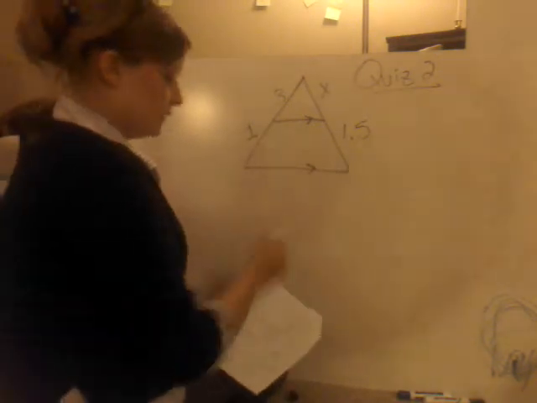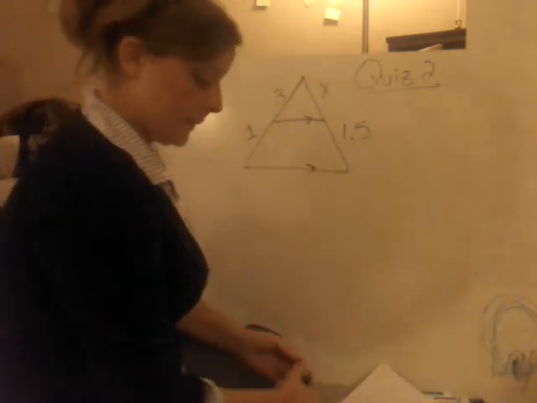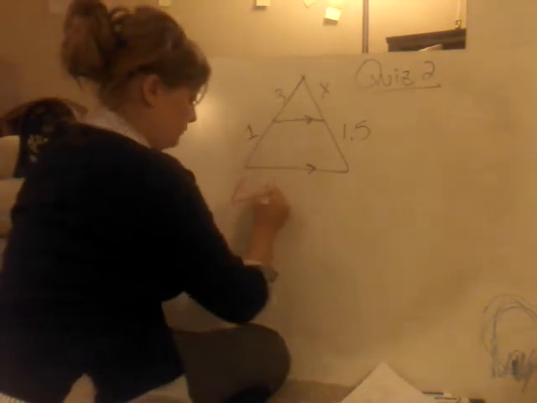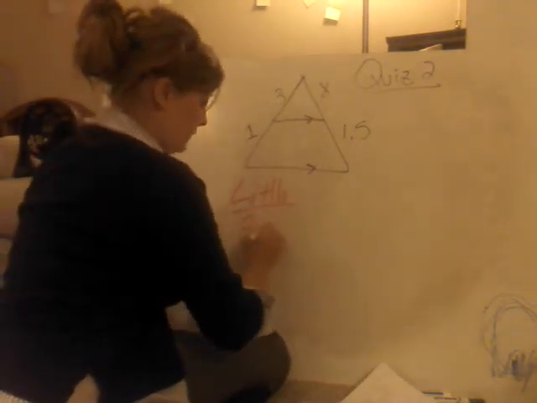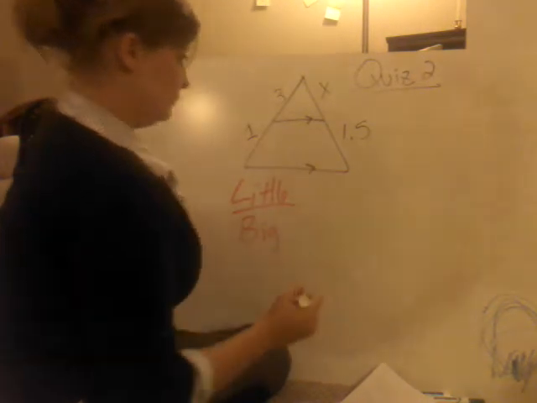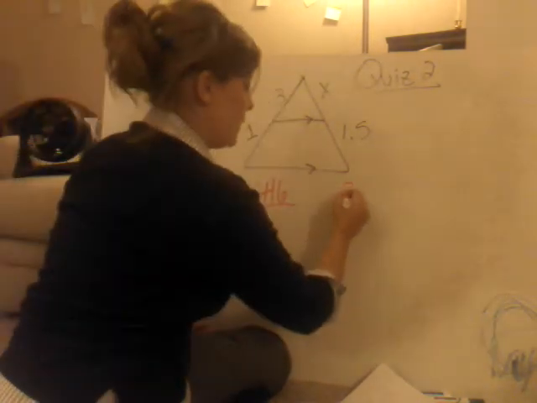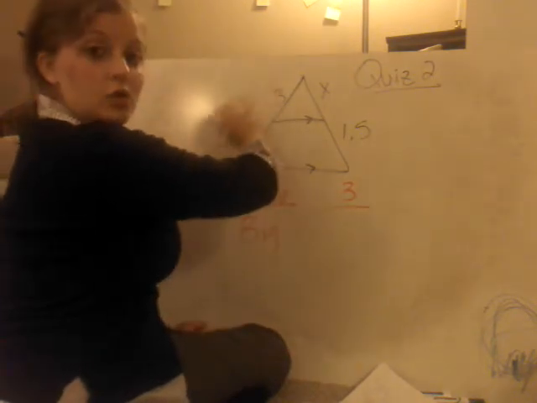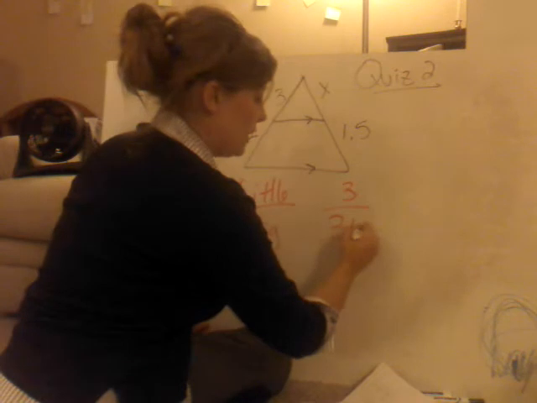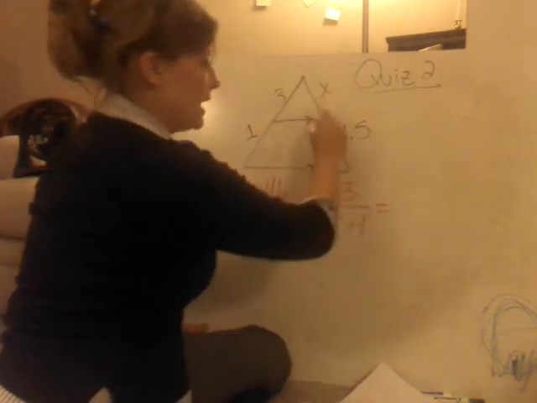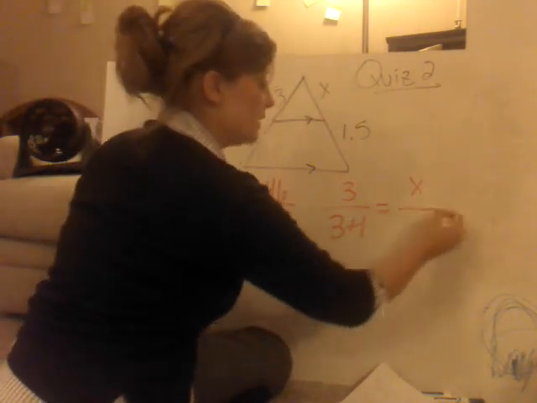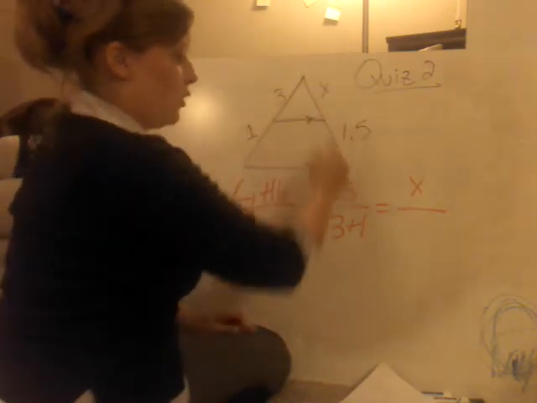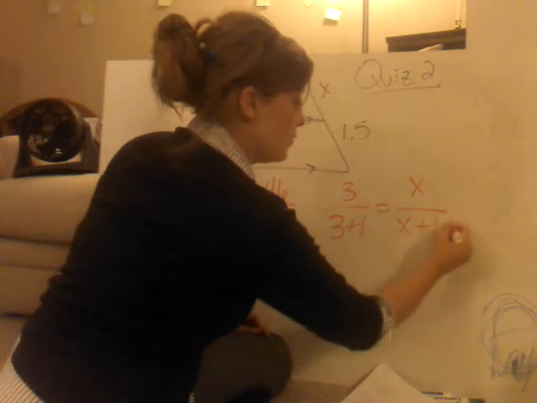Okay, next, it's going to be little triangle on top of big triangle. So little on top of big. Alright, so I've got 3 on my left-hand side over big, meaning the entire triangle, the big triangle, which is 3 plus 1. On the right-hand side, my little triangle is just x. So if I'm looking at it just like this, my little triangle is just this little x right here. The whole thing is x plus 1.5.